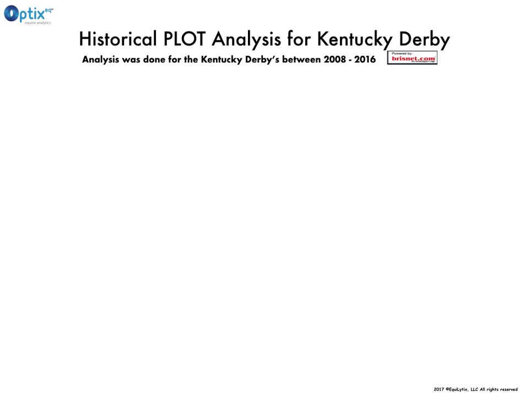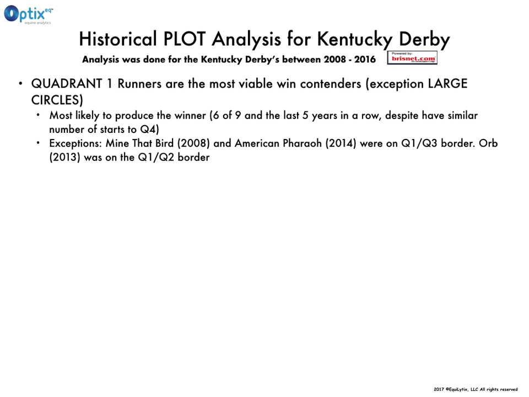As I was going through the data, the first thing that popped out at me, and anyone who's used OptixPLOT, this is not going to be any surprise: Quadrant 1 runners are the most viable win contenders. Just think of it, too. When we think about Quadrant 1, we're thinking about horses that put themselves in the race early, and if they have any kind of finishability, and the exception is large circles.